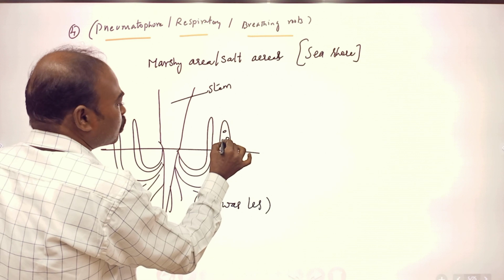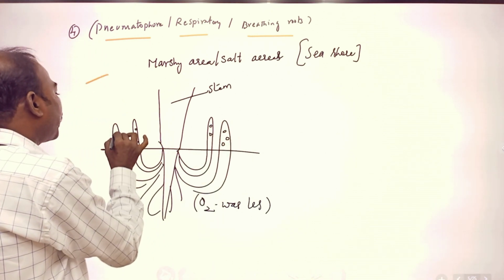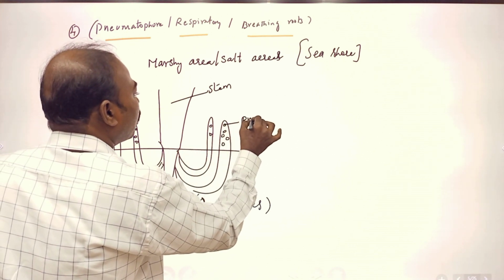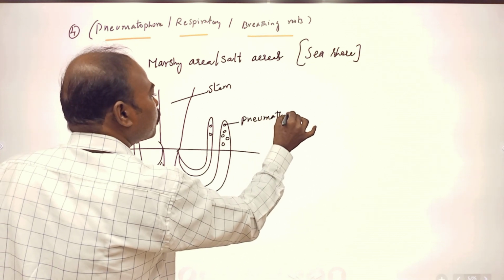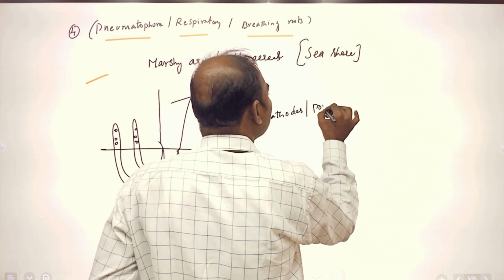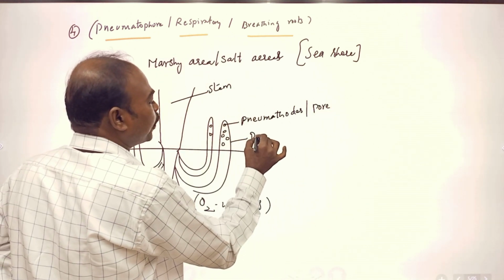In these roots, small openings are found aerially. These openings are called pneumatodes, or small pores. The branch is called a pneumatophore.